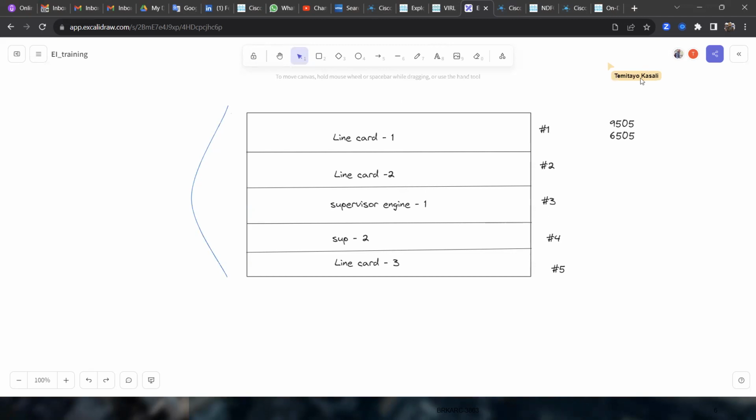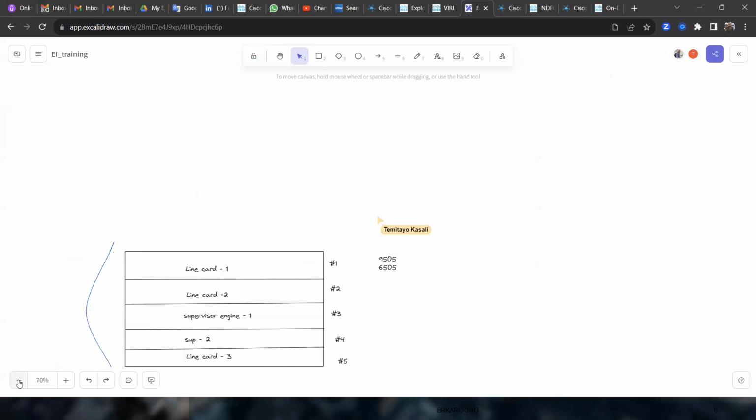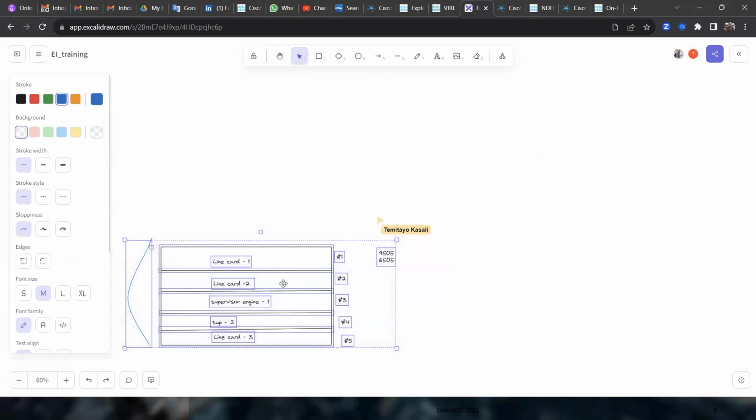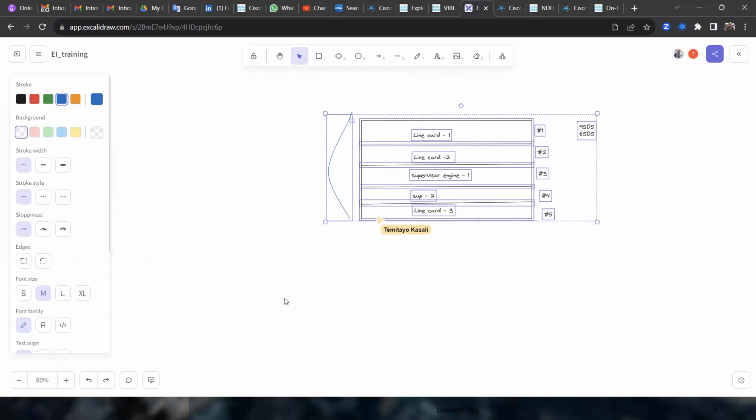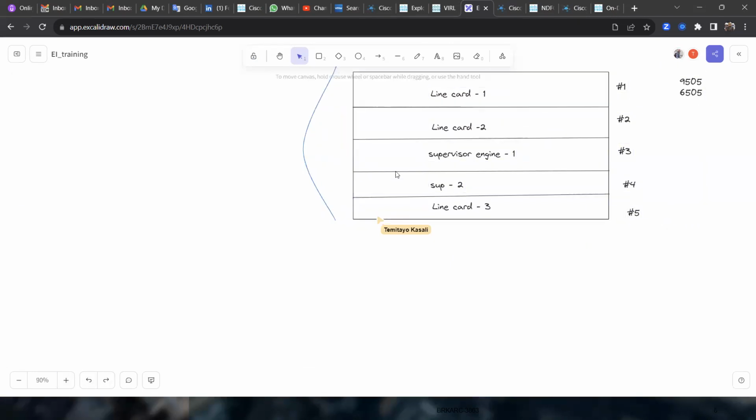Your name is also coming here. If you want, you can log out. Oh no, it's okay. All right, let me move this here, and increase the... Oh, okay. No problem.